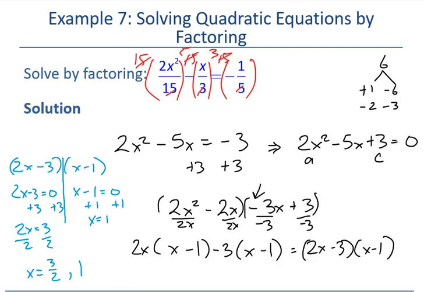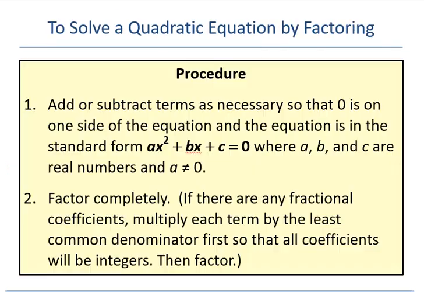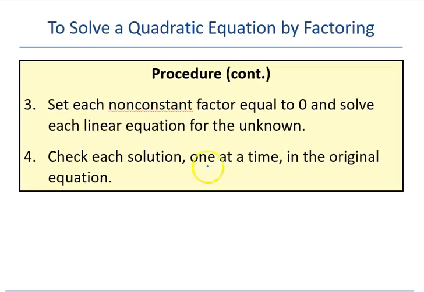Okay, so coming in here, let's look at procedure here. Add or subtract terms as necessary so that 0 is on one side of the equation, and the equation is in standard form. You're going to hear me say it a lot. We have a quadratic. What do we got to do? Get things equal to 0. Then we're going to factor completely. Continuing on, set each non-constant factor equal to 0 and solve each linear equation for the unknown, and then check the solution one at a time.